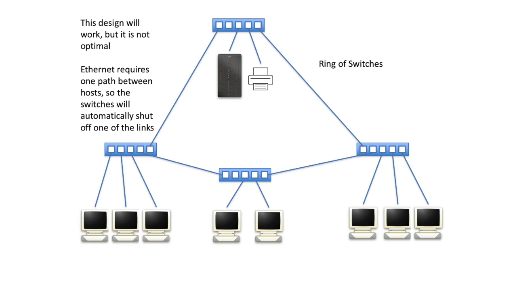The next logical design is actually, if you notice, it's in a ring. That is, we have 4 switches here, and they're connected sort of around in a circle to each other. This would actually work, but it is not optimal, because what actually ends up happening is in Ethernet, there's only one path allowed between hosts. So the switches in this case will automatically shut off one of the links. That's kind of an advanced topic, and we'll get to that later in class.